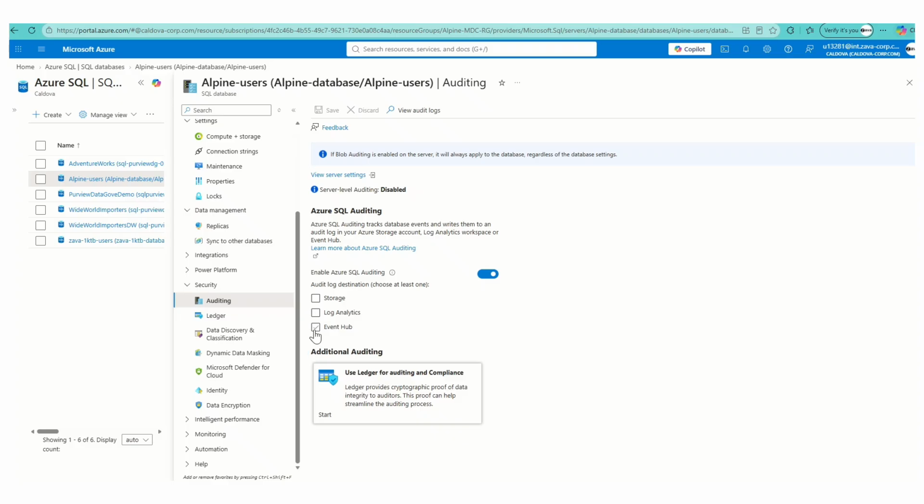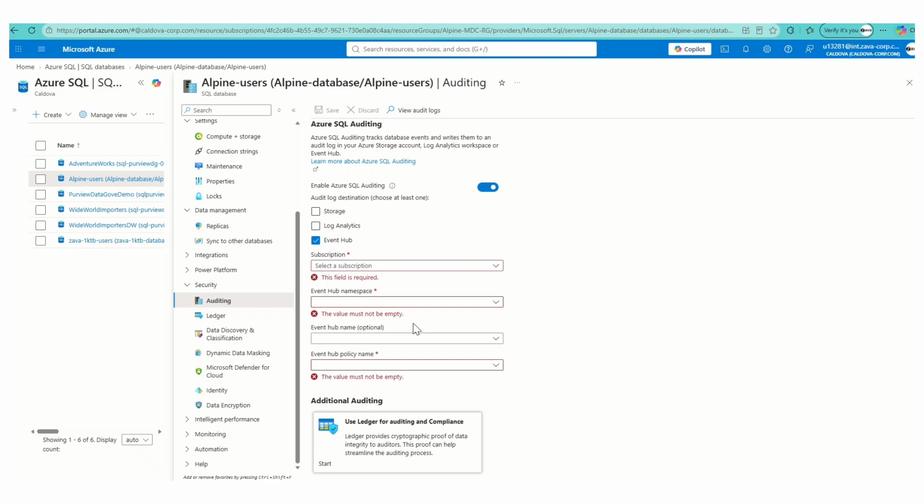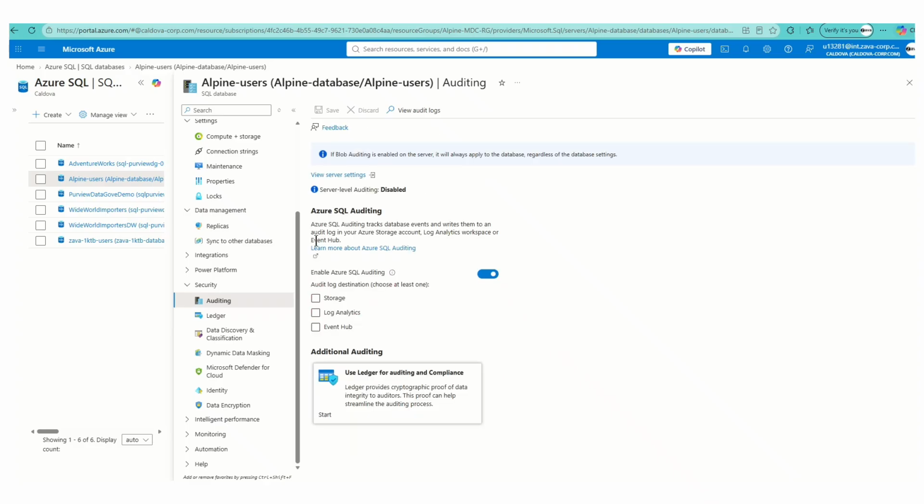And if you use, let's say, Splunk or Curator or any other SIEM, you can send that to an Event Hub. So that's what the Event Hub is about. And then you need to have this in place. But those are basically the things that you need to know in terms of this for the exam: make sure that it's enabled.